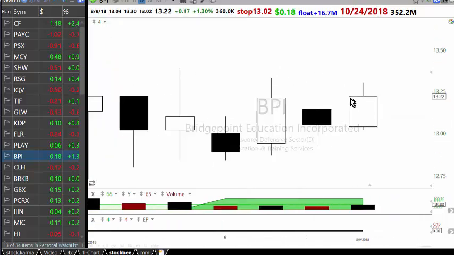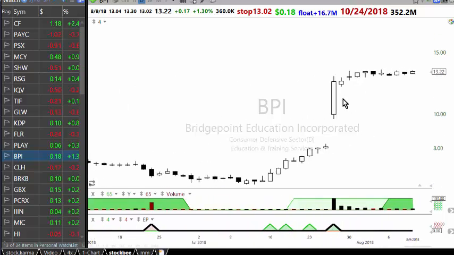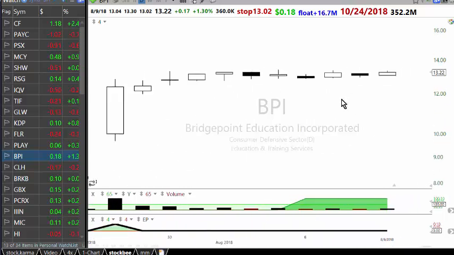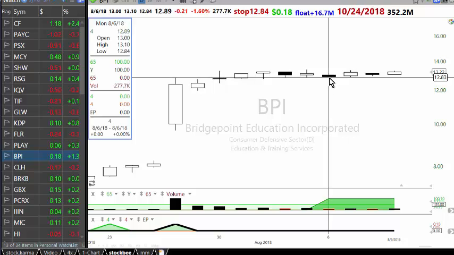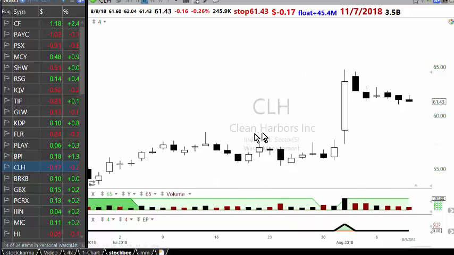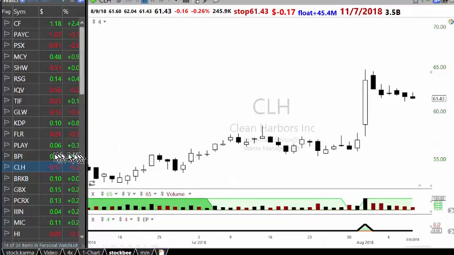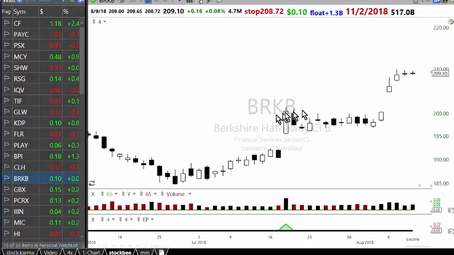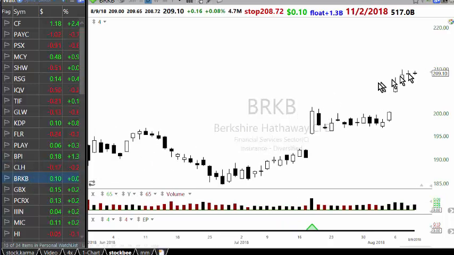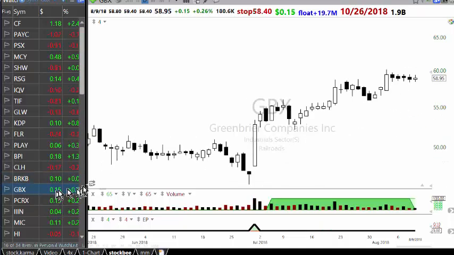Sometimes if you look at something like this, it looks very compact, but when you blow it up, you will see that it's not as compact. This was a good setup here, but didn't really take off. So Clean Harbor, okay, nice. Berkshire Hathaway, again, good setup, high priced.